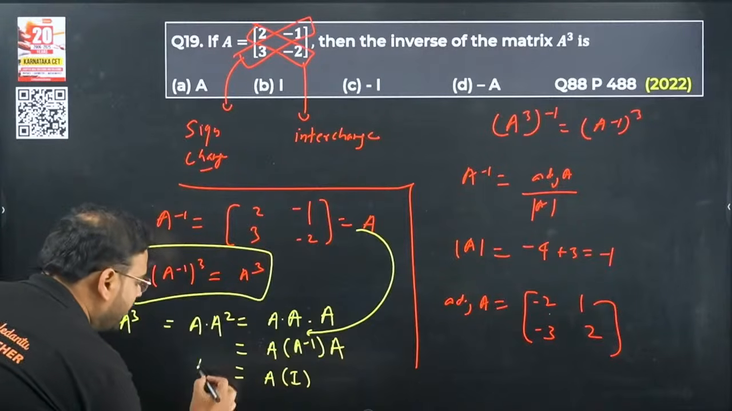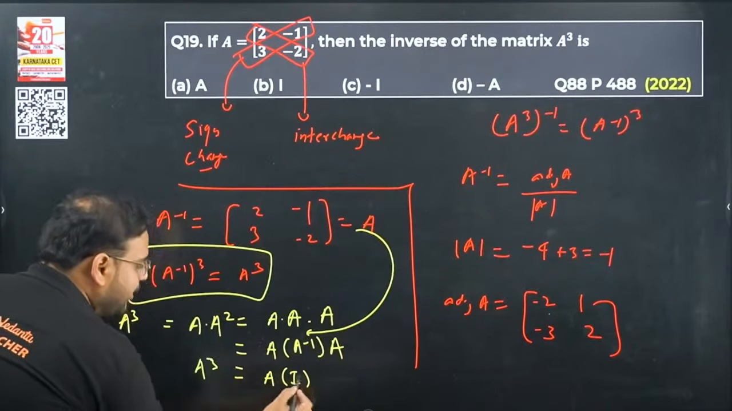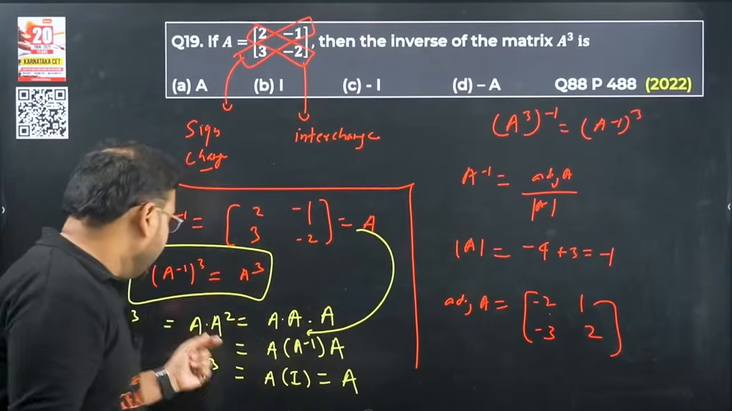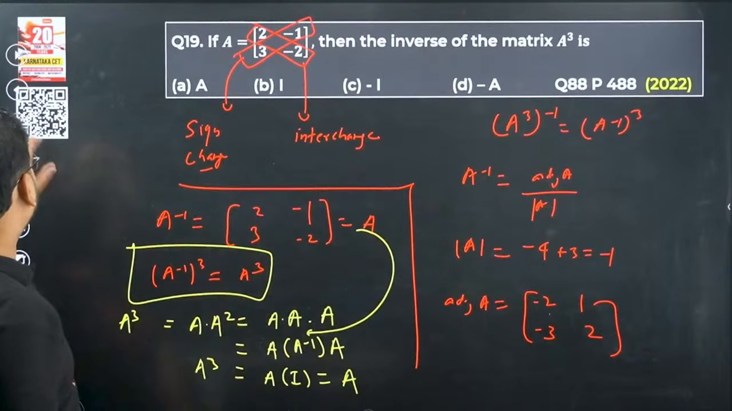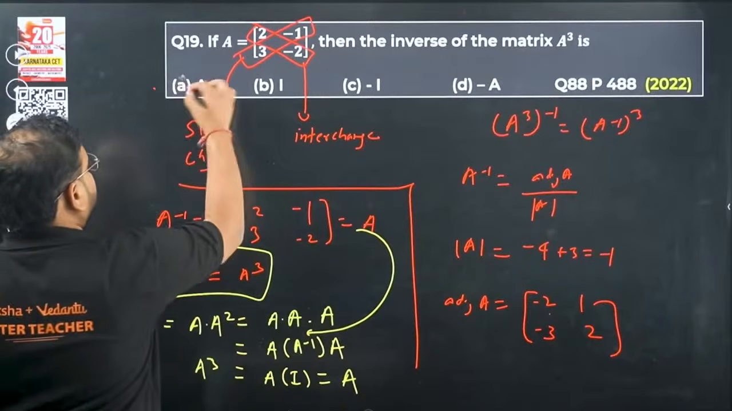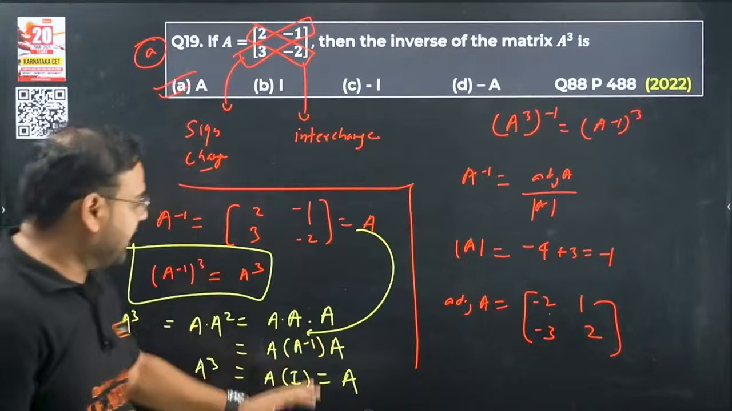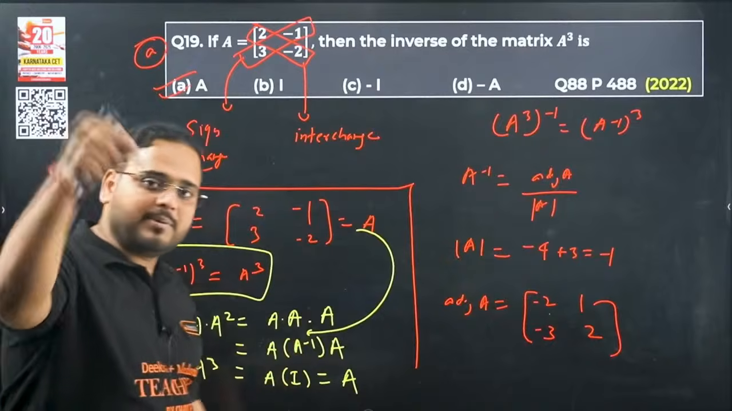So I'm getting the value of A cube as A into I, which is how much? A. So no multiplication required. A cube is A from this property. Answer is option A. Clear? Had fun? No problem? Any problem, tell me in the comment section.